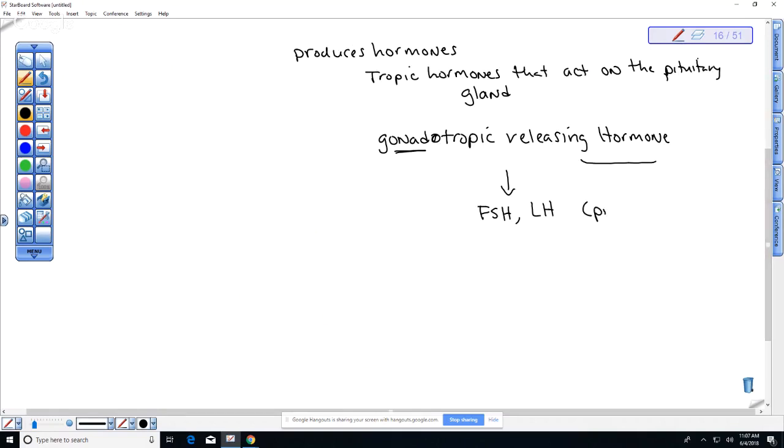This is in the pituitary gland. And then these go to the ovaries or the testes. And they cause the production of egg or sperm. And they also cause the production of estrogen or testosterone. And in the case of the ovaries, estrogen can then interact with the lining of the uterus and cause it to thicken or to slough off in response to the cycle, the menstrual cycle.